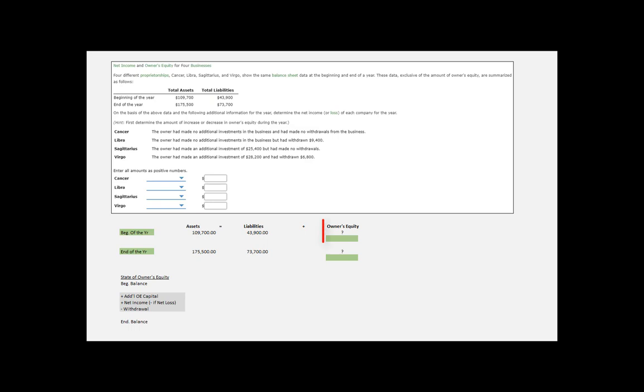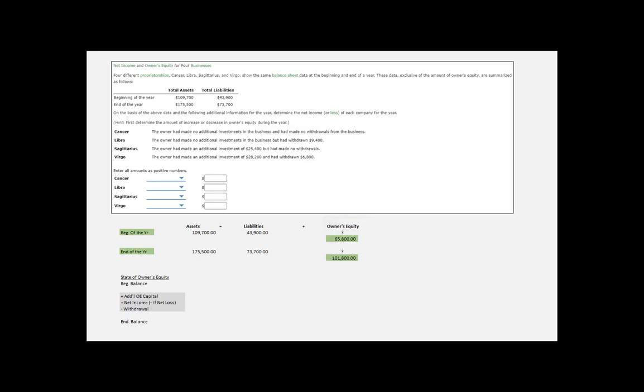To calculate owner's equity, use an algebraic equation. Take the total assets minus total liabilities. $65,800 is owner's equity for the beginning of the year. Do the same for the end of the year. Total assets minus total liabilities. $101,800. Now we have owner's equity for the beginning of the year as well as the end of the year balance.